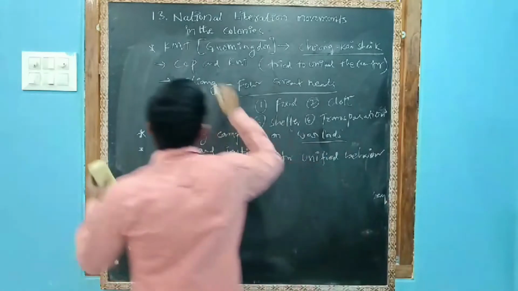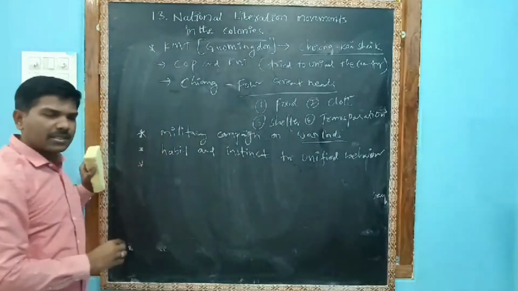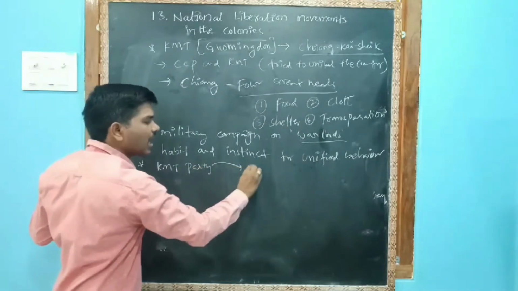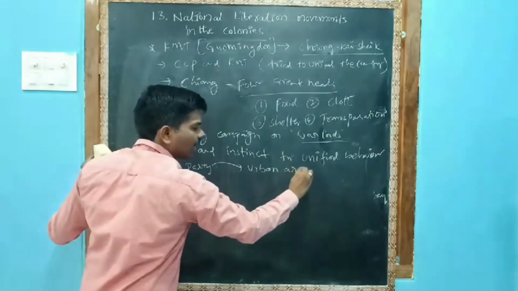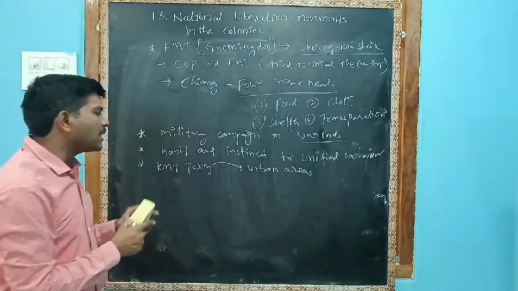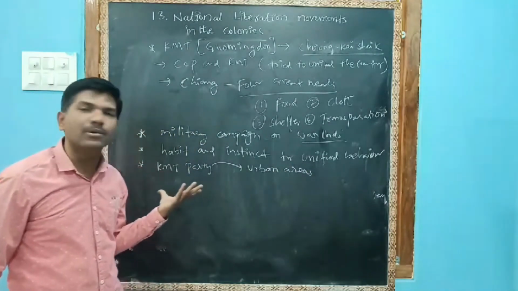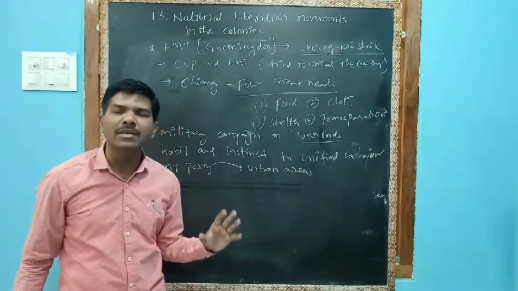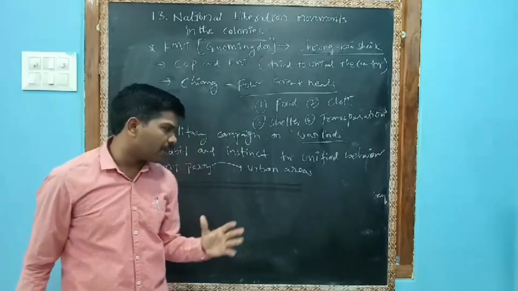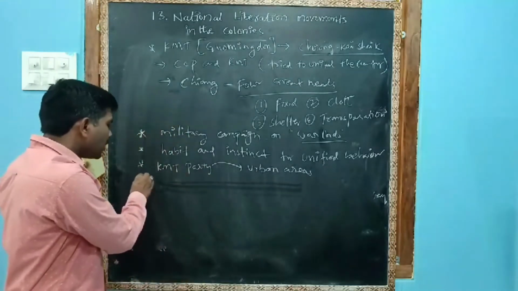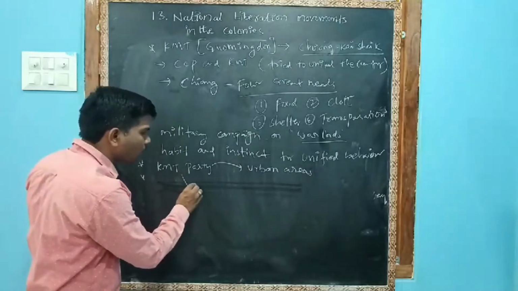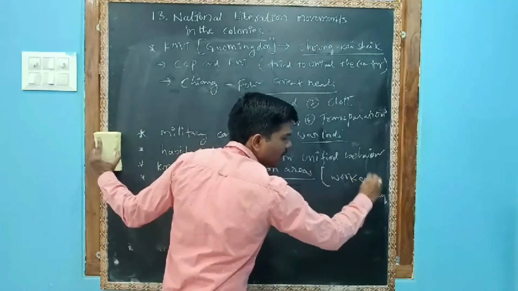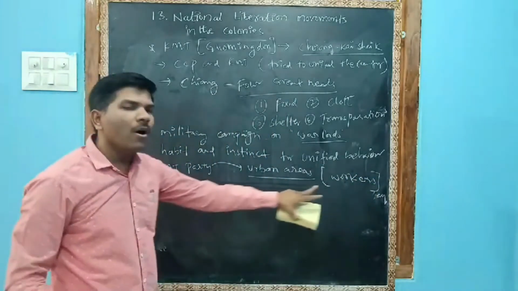So mostly this KMT party was in urban areas. In villages, this party was not strong at the grassroots level. Grassroots level means village level, where this party was very weak. So the KMT party members focused mostly on the urban areas, especially the workers. Their main focus was on the workers.